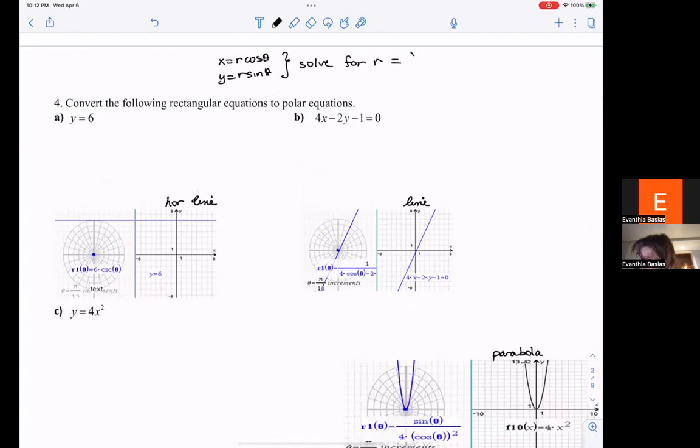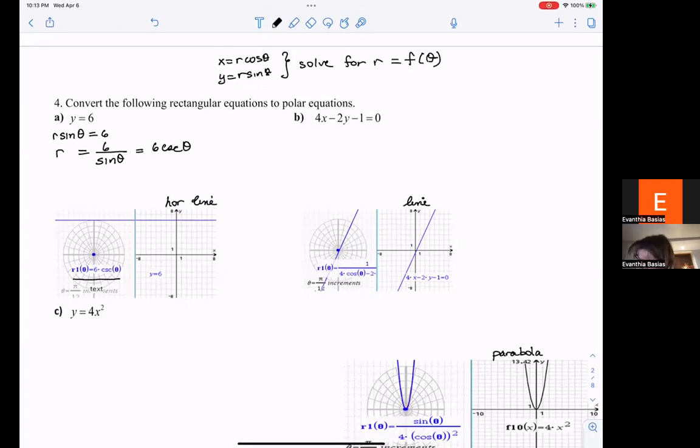So r will be a function of theta. In the first problem, if y equals 6, then we'll just say r sine theta is equal to 6. Divide each side by sine theta, and this is our polar curve. R is equal to 6 secant theta. And as you can see, that's the graph we have, the same graph.